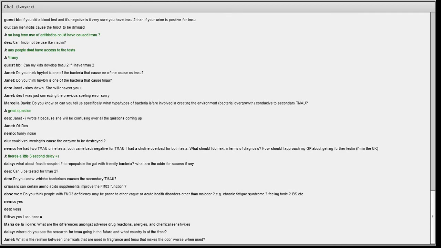And then a genetic test would then determine whether it was primary or secondary. But the first test is always the urine test. That's the least invasive, except of course the choline challenge isn't pleasant. And then there's the genetic test.